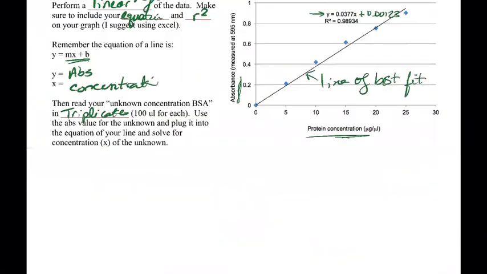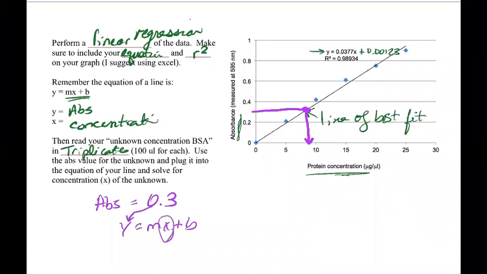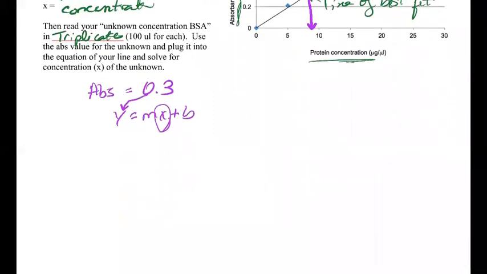So once you have your absorbance reading, you're going to say, okay, my absorbance is equal to 0.3 for my unknown. So I'm going to come over here to 0.3, and then I'm going to say, okay, well, what does that tell me about the concentration? And so you can plug that into your y is equal to mx plus b, you plug in your absorbance value for y, and then you solve for x, right? And then you can find your concentration of your unknown.